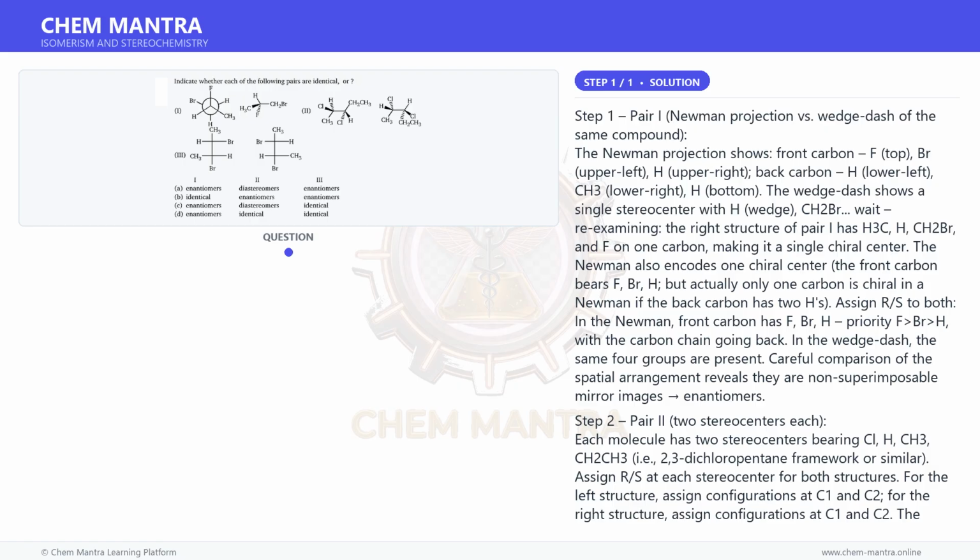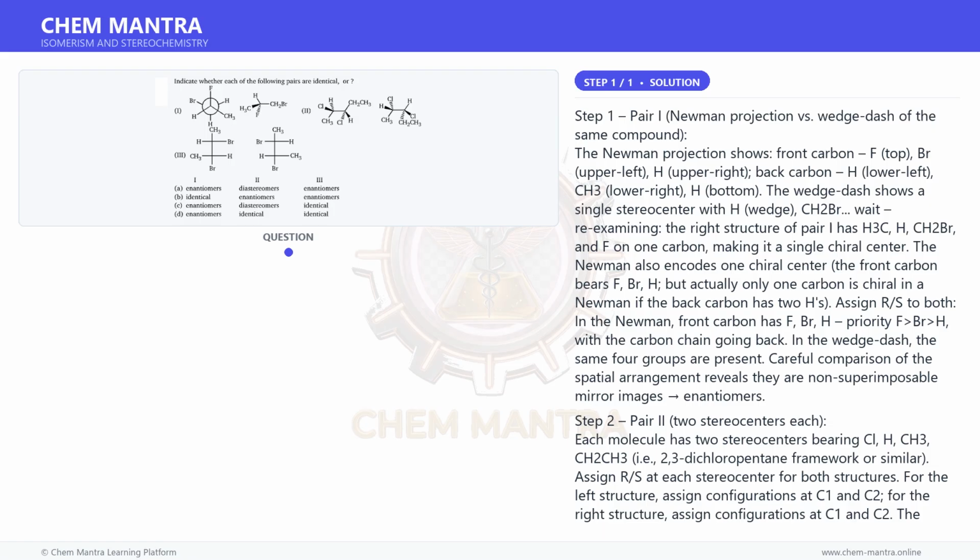Step 3. Pair 3, cross Sawhorse structures of 2,3-dibromobutane. Left structure: top carbon CH3 up, H left, Br right; bottom carbon CH3 left, H right, Br down. This corresponds to one configuration at each carbon. Right structure: top carbon CH3 up, Br left, H right; bottom carbon H left, CH3 right, Br down.